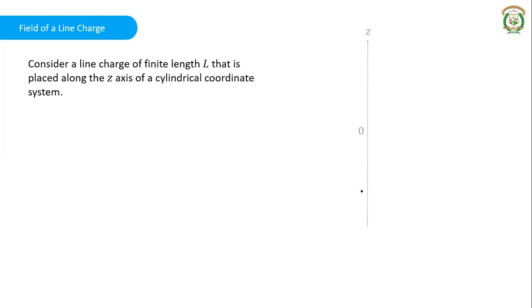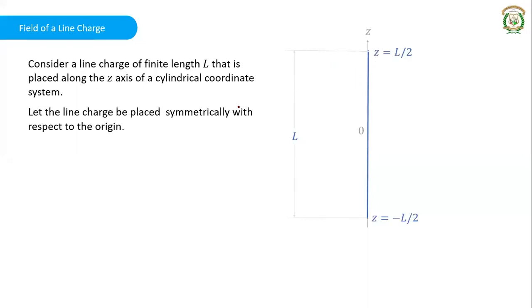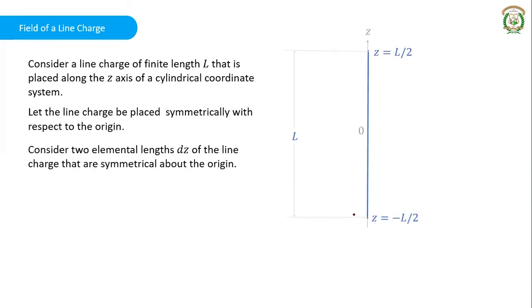Let this be the line. Whatever you're seeing in blue, that is the line of length L. We are placing it symmetrically with respect to the origin. That means if the total length is L, on the positive z-axis it is at coordinate L by 2, and on the negative z-axis it is minus L by 2. So this is the line charge of finite length L. What we are trying to find is the electric field intensity due to this line charge at some point P.